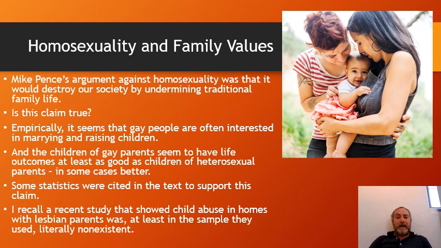Okay, and finally, Mike Pence's implicit argument against homosexuality was that it would destroy our society by undermining traditional family life. So again, he is trying to offer a reason, implicitly treating this as a factual claim. And the question is, is it a true claim? Well, empirically, it does seem that certainly the gay lifestyle is not incompatible with raising children, right? Traditional family. We'd see them more and more.